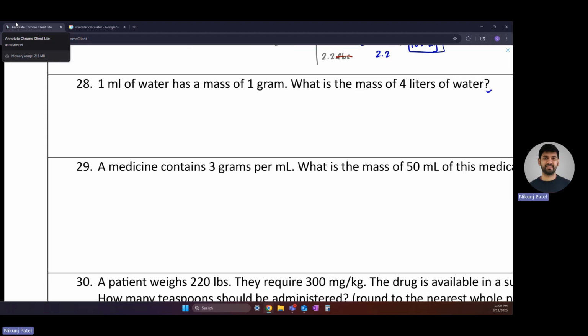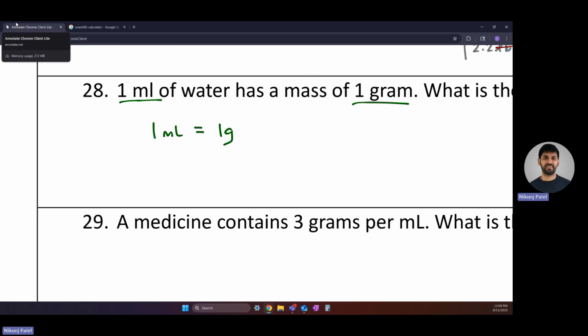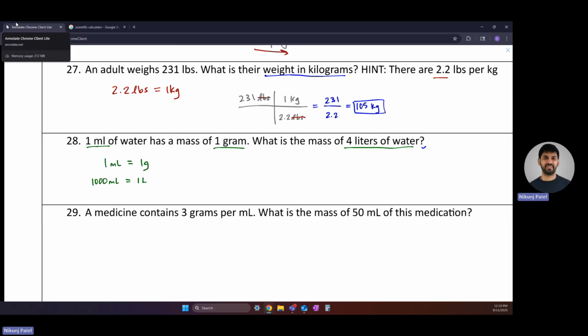28, we've got 1 milliliter of water has a mass of 1 gram. 1 milliliter equals 1 gram. What's the mass of 4 liters of water? So we've kind of gotten the hang of this from the past few questions that, okay, we have milliliters and liters in the same problem. So most likely we'll need to use this conversion factor as well. 1,000 milliliters equals 1 liter. Where did I see that? I saw that by seeing the milliliters and the liters in the same problem.